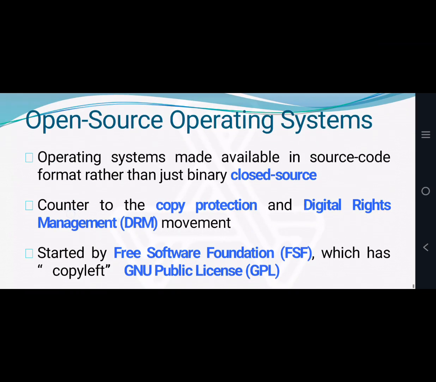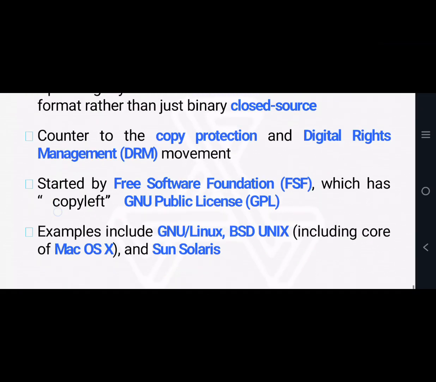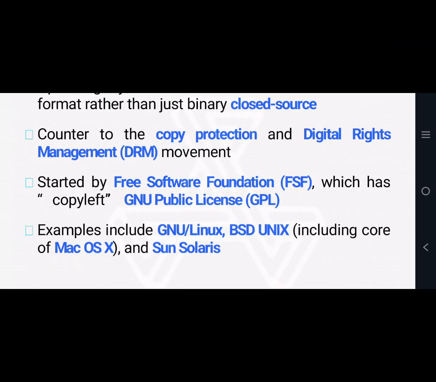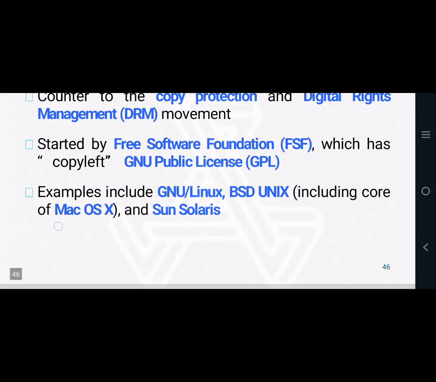Open source operating systems. Operating systems are made available in source code format rather than just binary closed source. This is counter to the copy protection and digital rights management movement, and was started by the Free Software Foundation, FSF, which has the copyleft GNU Public License. Examples include GNU/Linux and BSD UNIX, including the core of Mac OS X, and Sun Solaris.